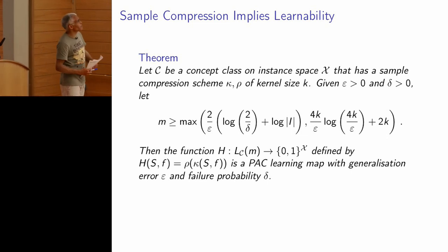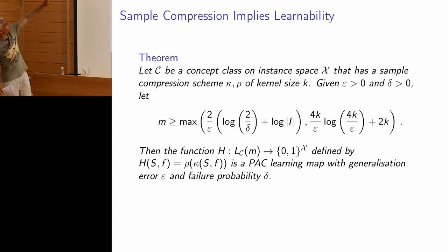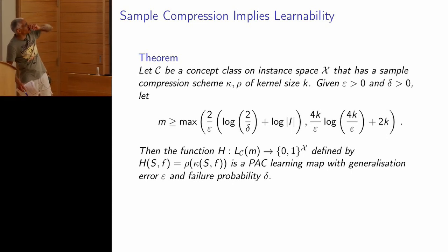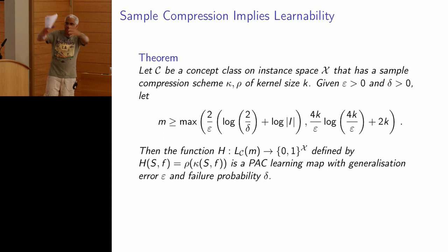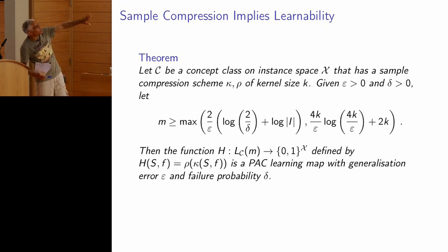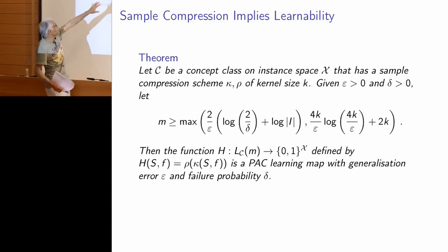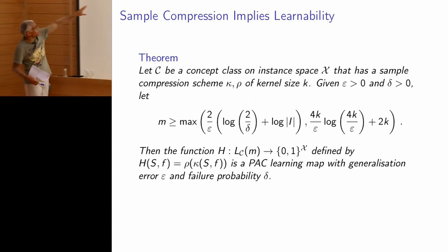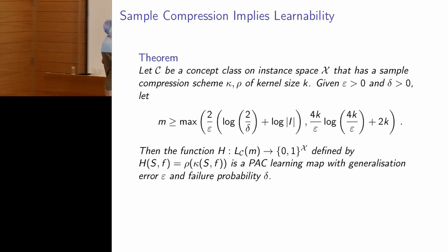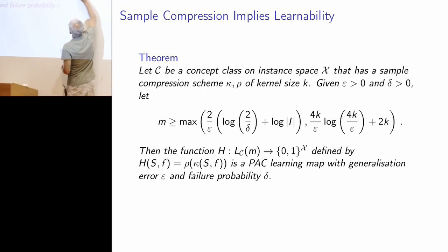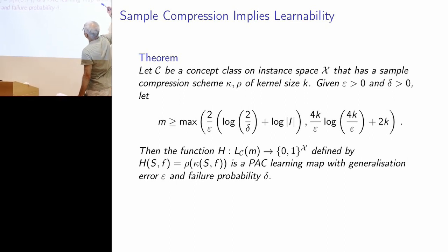And so there are two things to prove, one of which is a relatively recent result. This result goes back to the invention of the notion of sample compression scheme by Littlestone and Warmuth. It says, let C be a concept class on an instance space that has a sample compression scheme of kernel size K. The kernel size is the size of the subsamples to which you compress. Then given epsilon and delta, with some expression of the kind that we've seen lots of, if our sample size is at least this, with a dependence on epsilon, delta and the kernel size, then we have a learning function.